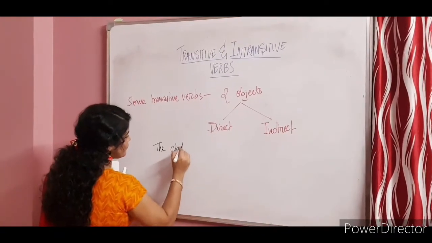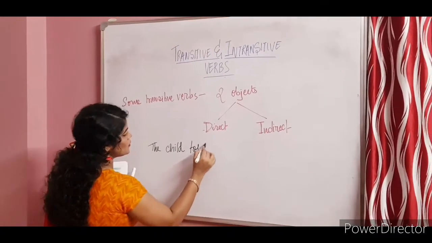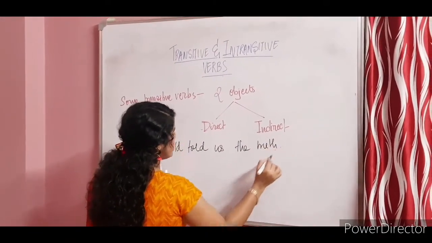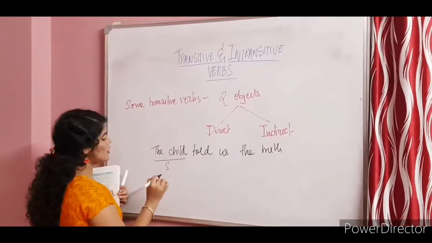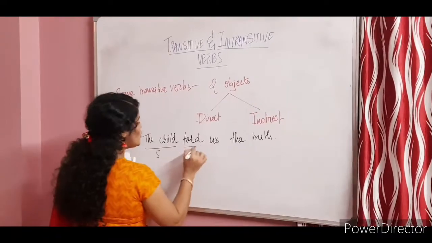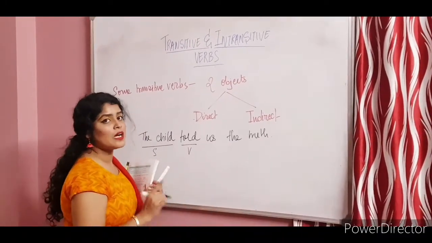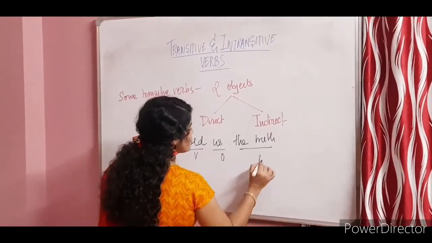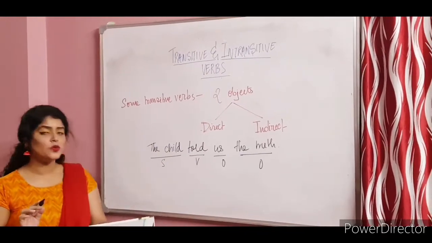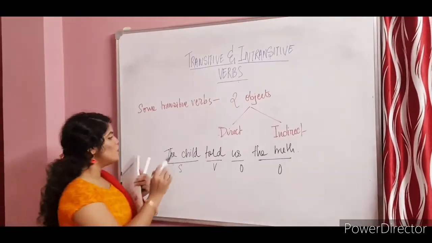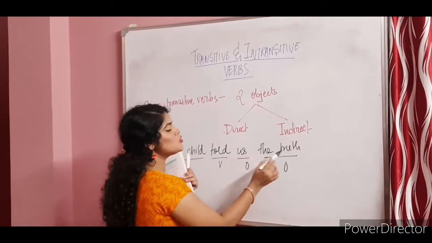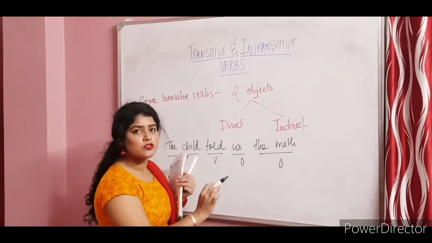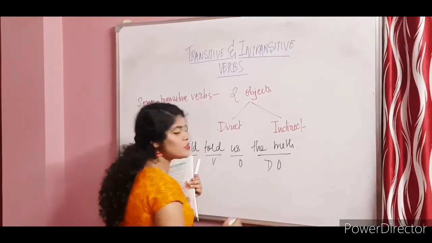The child told us the truth. Now see, the subject over here is the child. Told over here is the verb. And now comes the two object part. There are two objects. This is also an object, this is also an object. Now how are we to determine which is which? Directly, what do we say? The child told the truth. The truth was told. So this becomes the direct object.